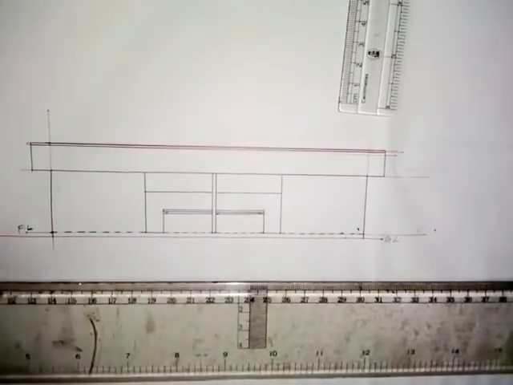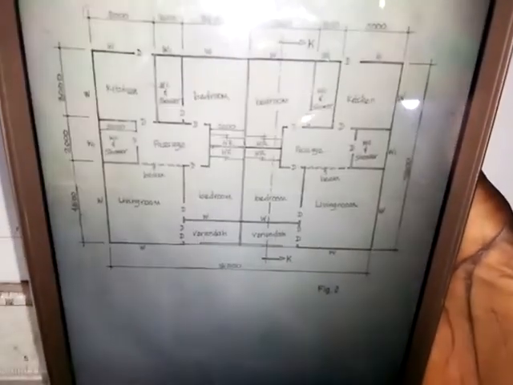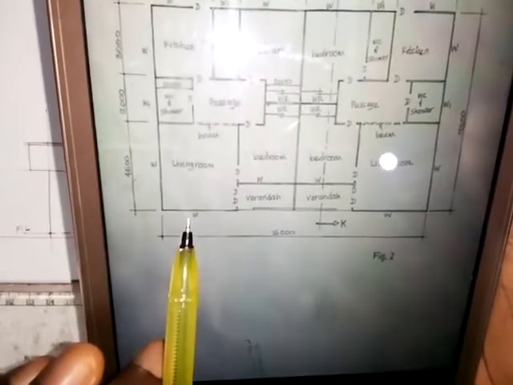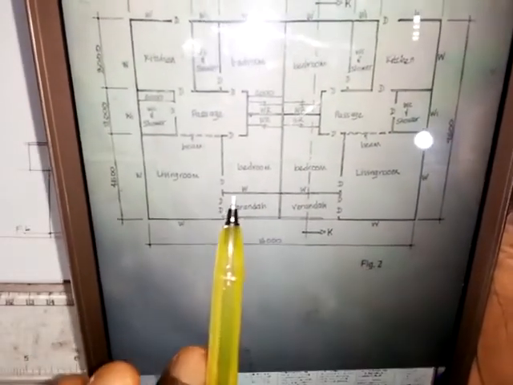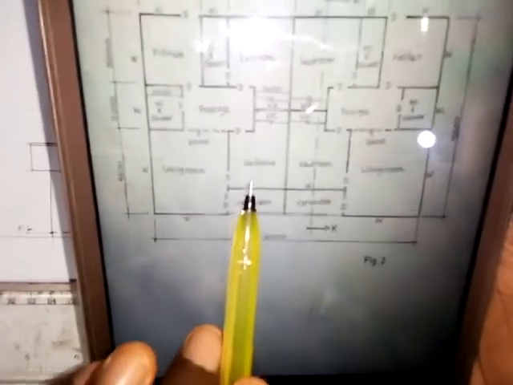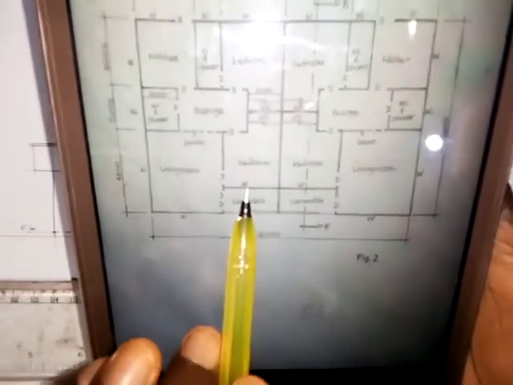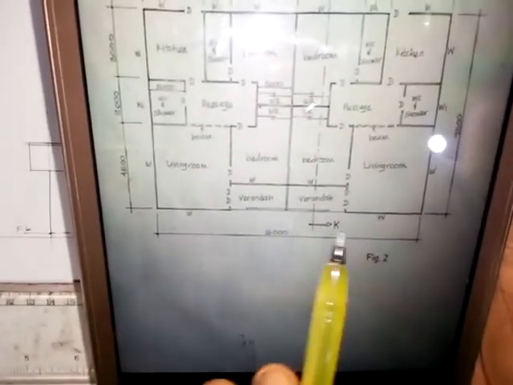Then the next thing that we are going to put in this drawing is, so let's look at the plan. So here we are going to see a window. There is a window here, there is a window here. Then we are going to see this window in the veranda. So this window leads to this bedroom. This is for this bedroom. So we are going to see this window and this window, this window and this window.